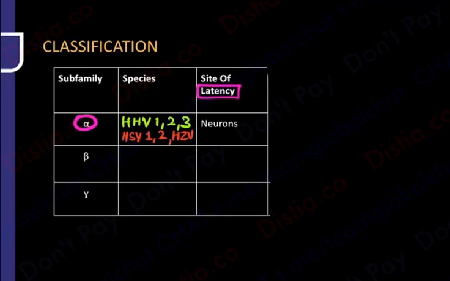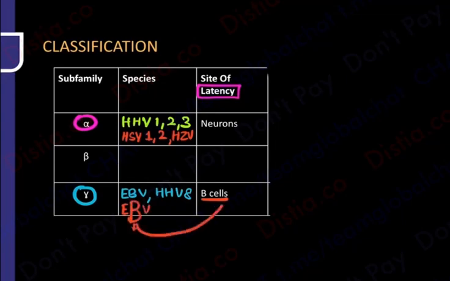Then the next numbers? 4 and 4 ka double, 8. What was 4? Guys, 4 was Epstein-Barr virus and 8 is human herpes virus 8. They have been put under the gamma category. Why? Because they have a common site of latency, that is the B cells. In a while you will see Epstein-Barr virus goes to B cells. Human herpes virus 8 also looks like a B, so that is also going to go to the B cells. So simple to learn. Epstein-Barr virus has a B, and human herpes virus 8 looks like a B, so that is also going to involve the B cells.